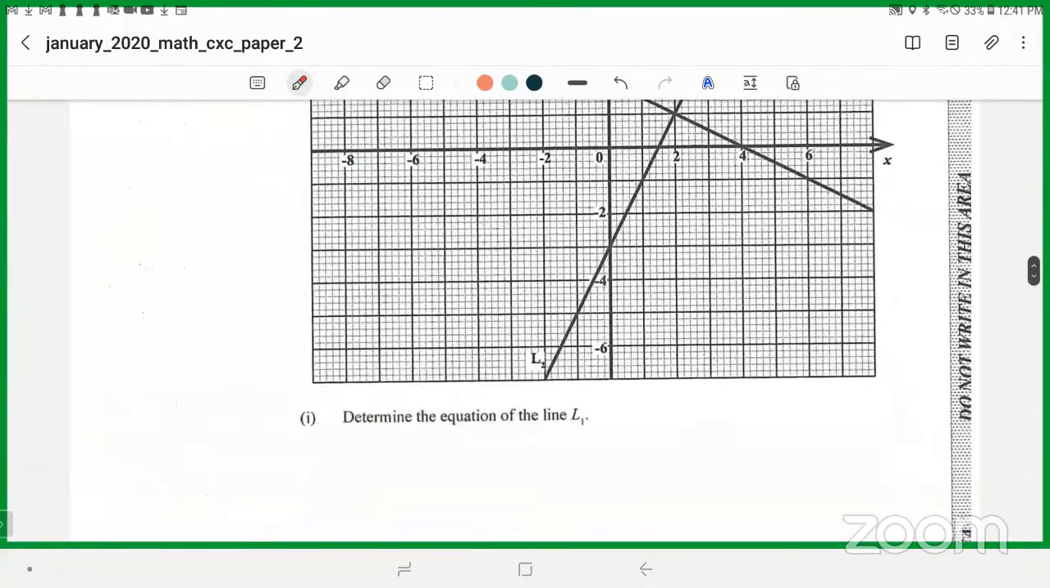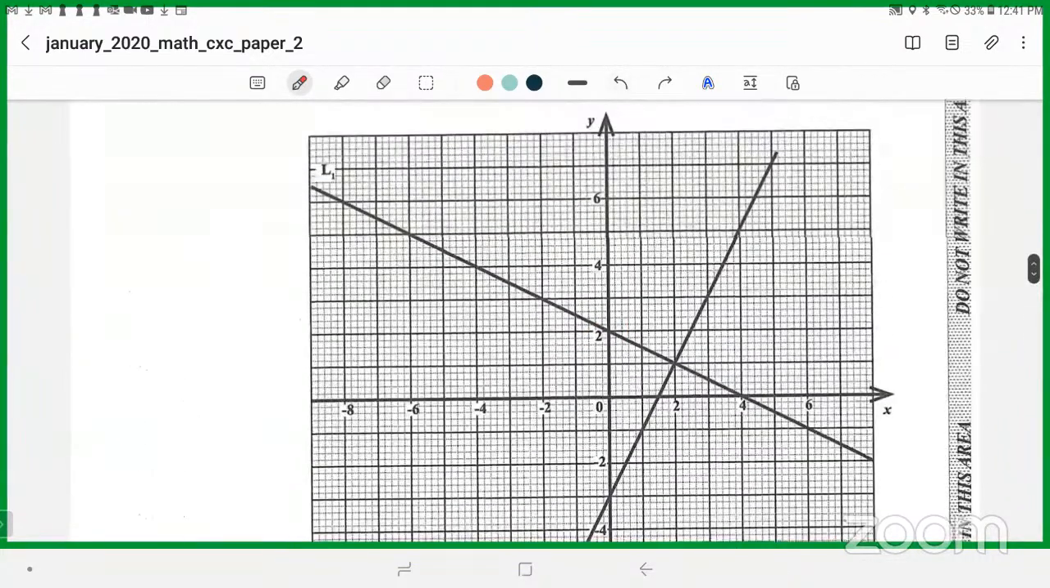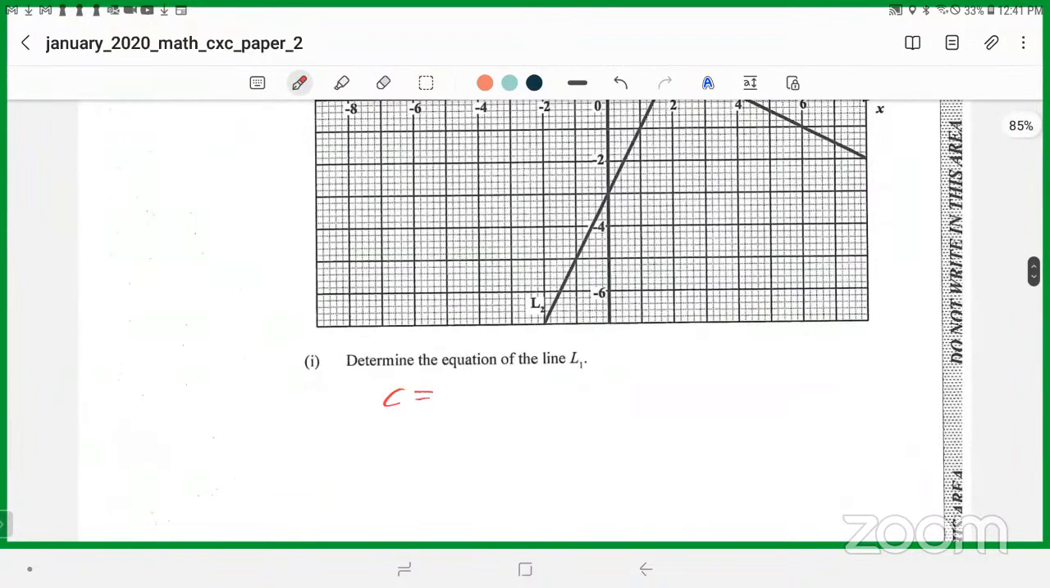What they want us to do is determine the equation of line 1. To get the equation of line 1, we need two things. We need a gradient and a point on line 1. If you can see the y-axis intercept, that's good enough. The y-axis intercept on line 1 is 2. So you can write that down. The c is 2. So I have the c already from the diagram. And we can count out the gradient of line 1.